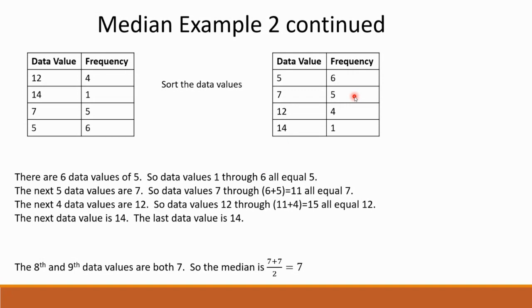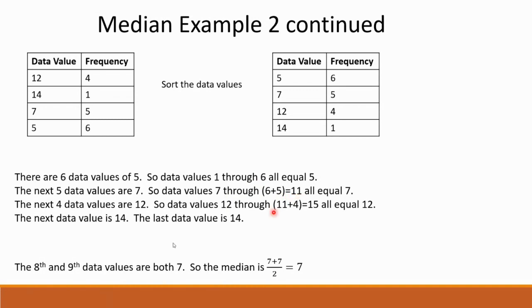Now the next 5 data values each equal 7. The next 5 after the 6. So data values from 7 through 11, 7, 8, 9, 10, 11. I just added here to get the last position: 6 plus 5. But these values are 7. So the first 6 are 5. 7 through 11 are 7. They're each equal to 7.